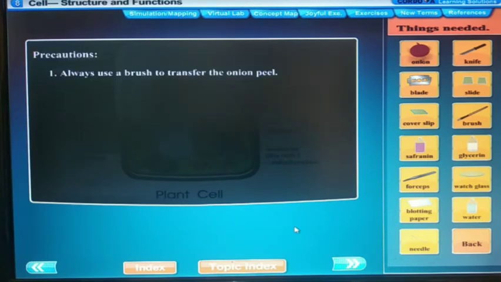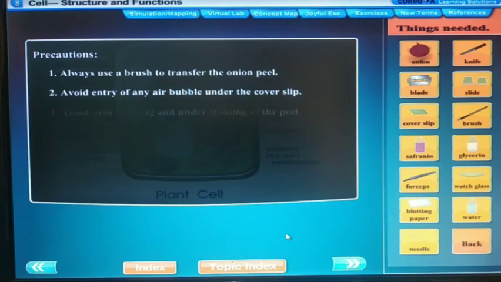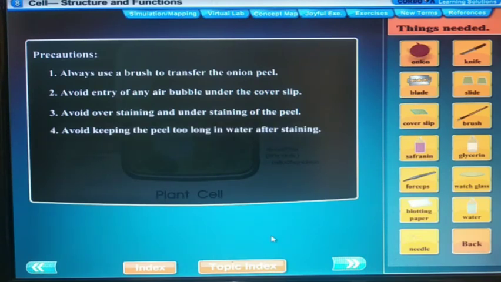Precautions. 1. Always use a brush to transfer the onion peel. 2. Avoid entry of any air bubble under the cover slip. 3. Avoid overstaining and understaining of the peel. 4. Avoid keeping the peel too long in water after staining.